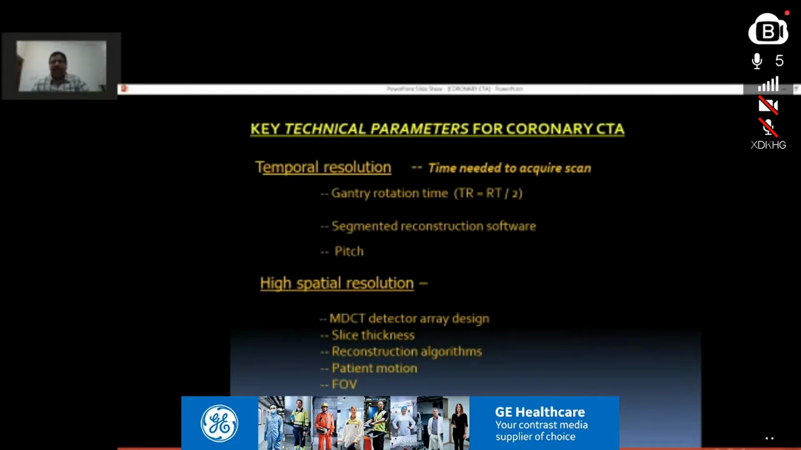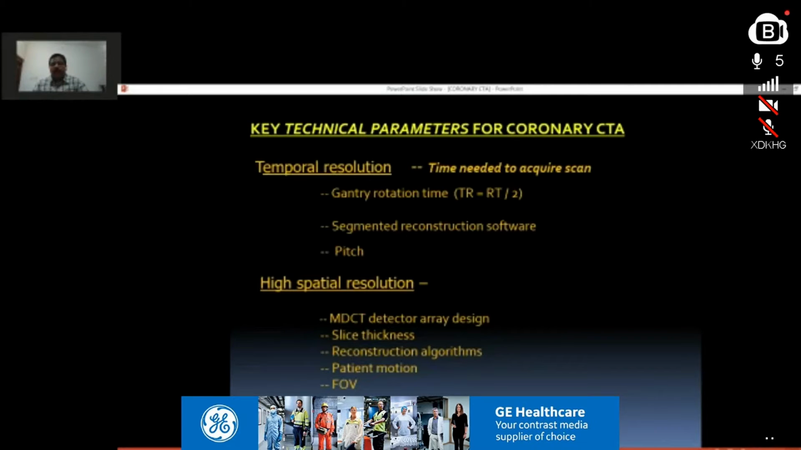Now, there are some key technical parameters that you must be aware of before you jump onto the coronary scan. The first and foremost is temporal resolution, which in true sense means the time which is needed to acquire the scan. On classical single energy multi-detector systems, it was directly proportional to the gantry rotation time, and it was half the gantry rotation time. Initially, all the equipment had a gantry rotation of 400 milliseconds, which later shifted to 350, 330, 300, and now I see a lot of scanners with 270 milliseconds of tube rotation time.